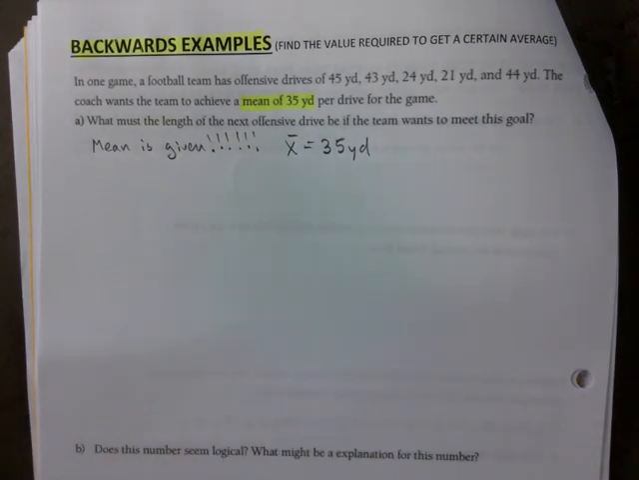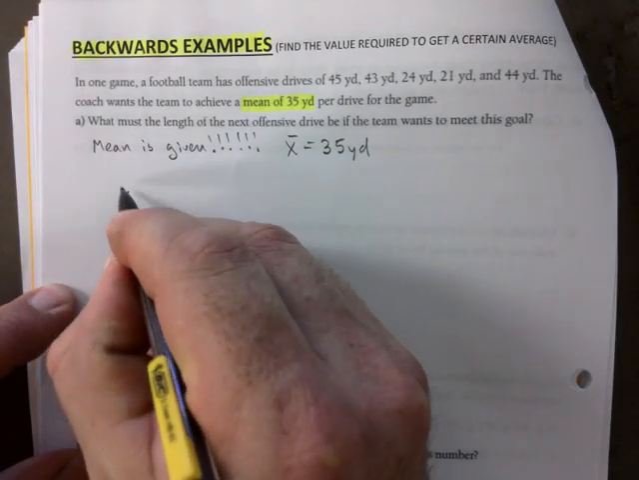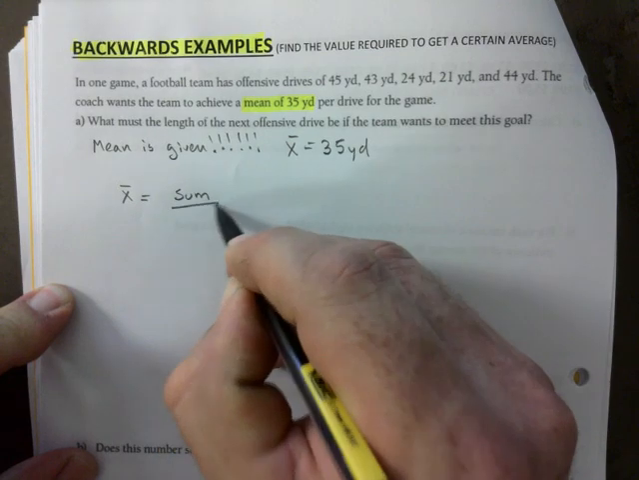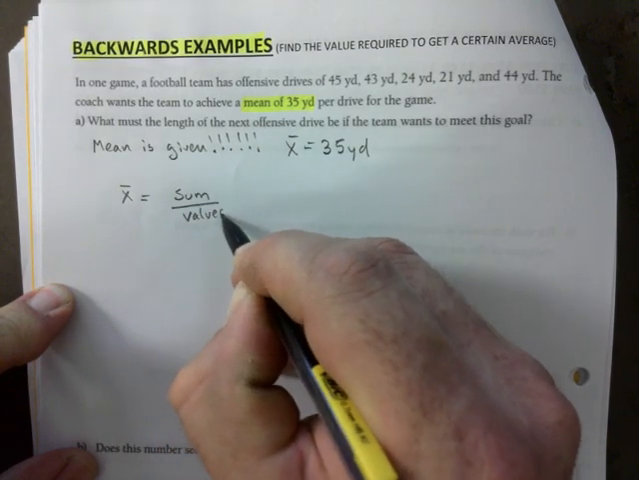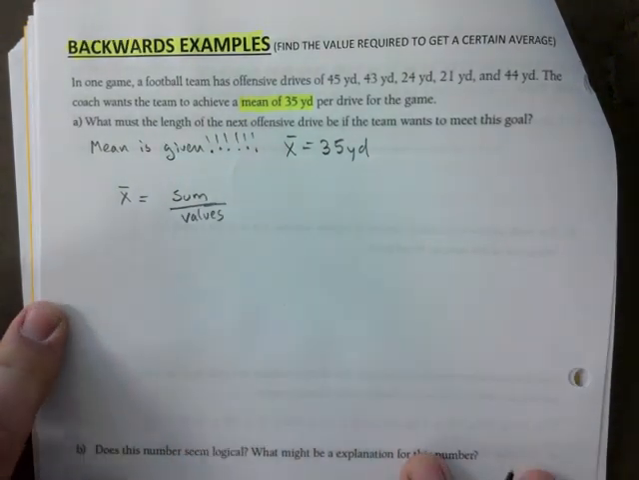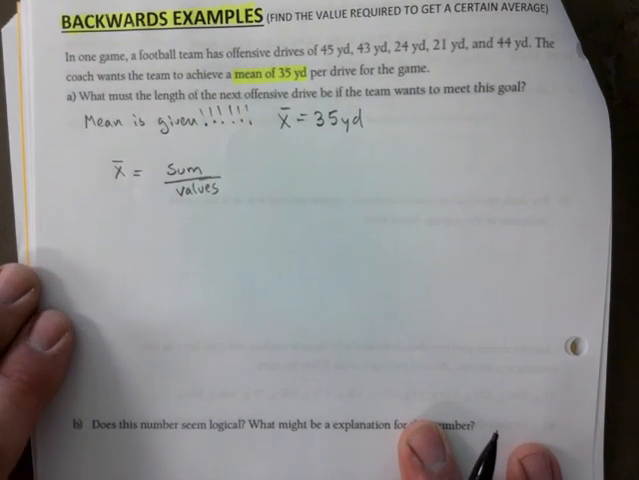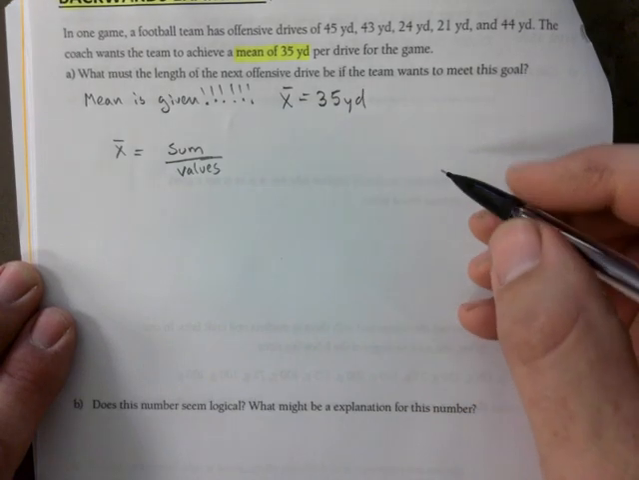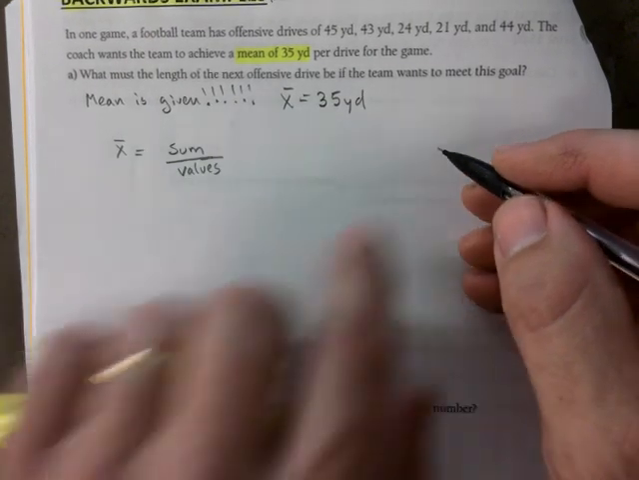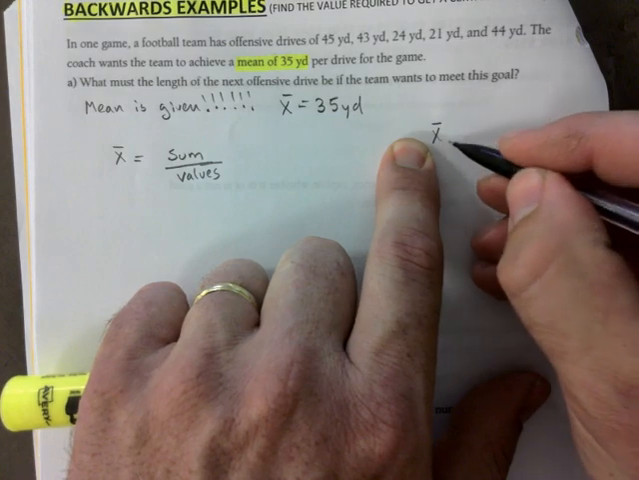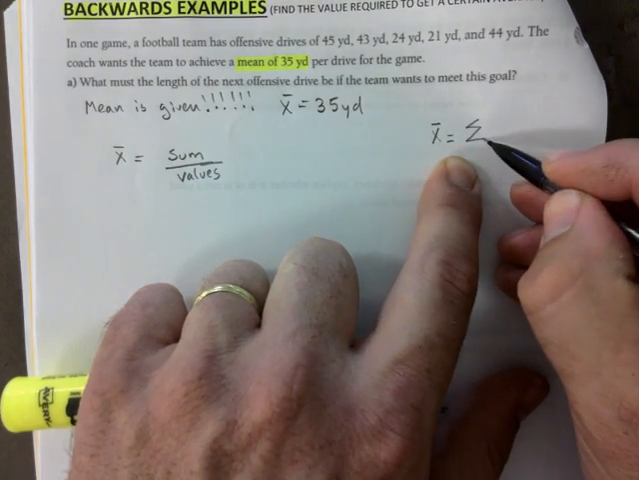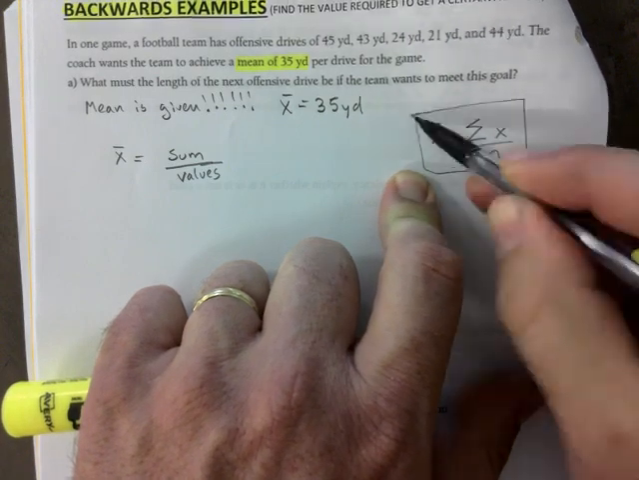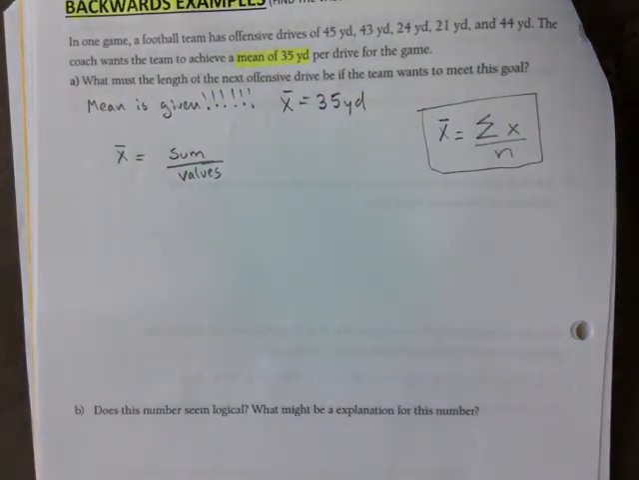So here we go. Mean is sum divided by values, in a nutshell. That's what the formula calls for. Do you want to know the fancy formula? Here it is. This is the one that a textbook would officially use. It's like an encrypted code.